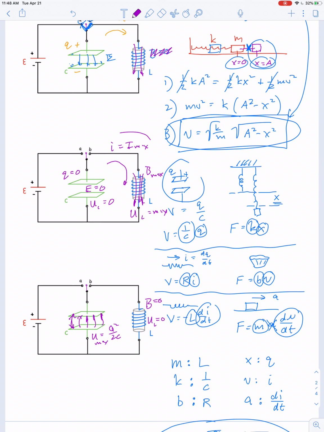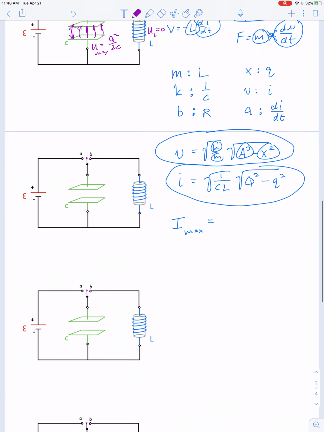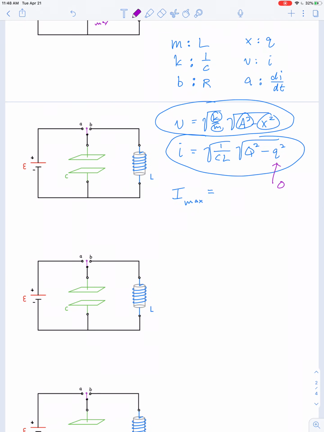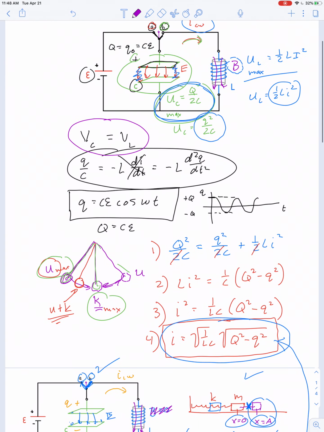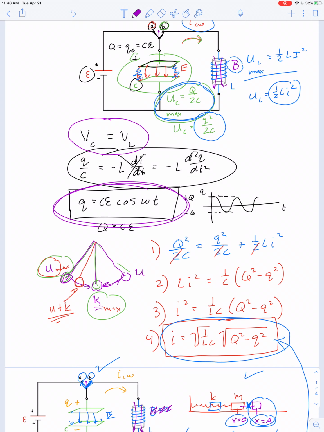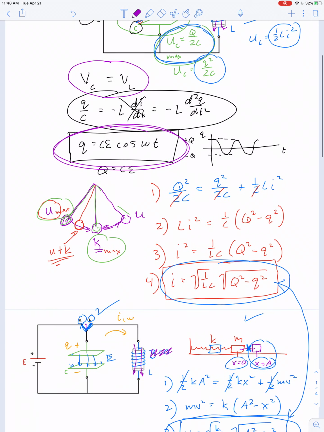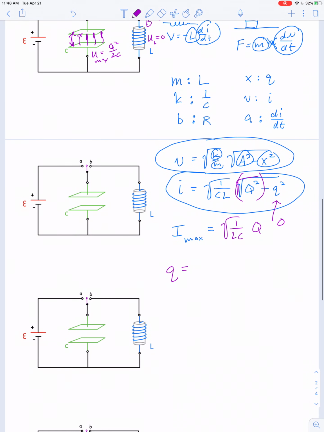So the maximum amount of current is when the charge on the capacitor is equal to zero. So if we let the charge on the capacitor go to zero, then we're really just taking the square root of capital Q squared, which just gives us Q, and so maximum current should be equal to 1 over the square root of LC times capital Q. Now, keep in mind, the charge on the capacitor is varying in time according to the equation Q equals CE cosine omega t.